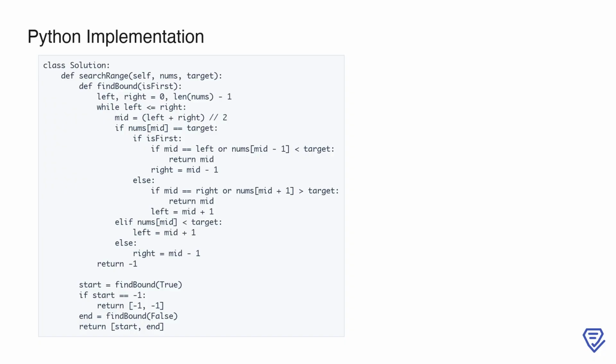The solution uses a binary search algorithm to find the first and last occurrence of the target element in a sorted array. Here's the detailed explanation. The searchRange method defines a nested helper function, findBound, which performs a binary search. The isFirst parameter determines whether to search for the first occurrence, true, or the last occurrence, false, of the target.